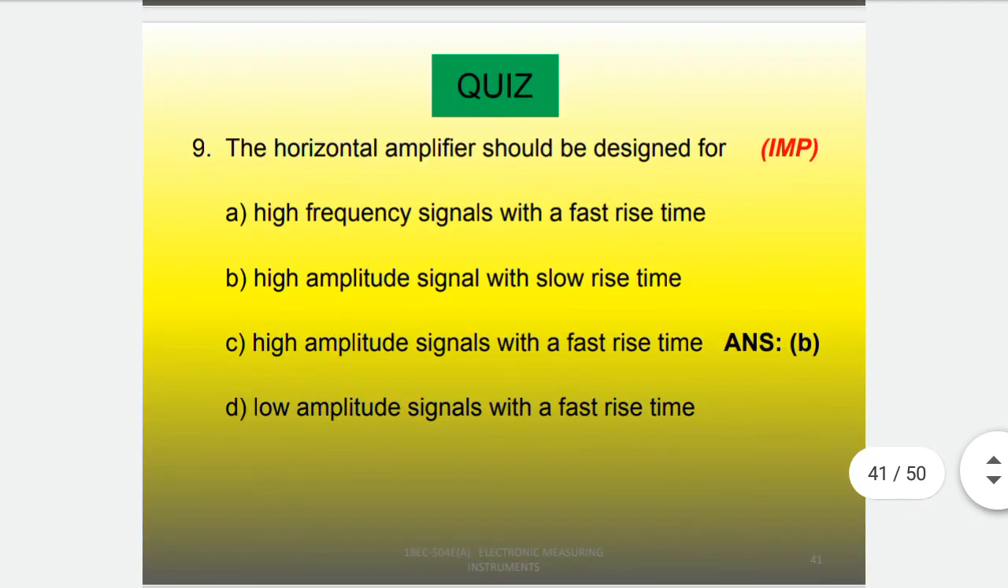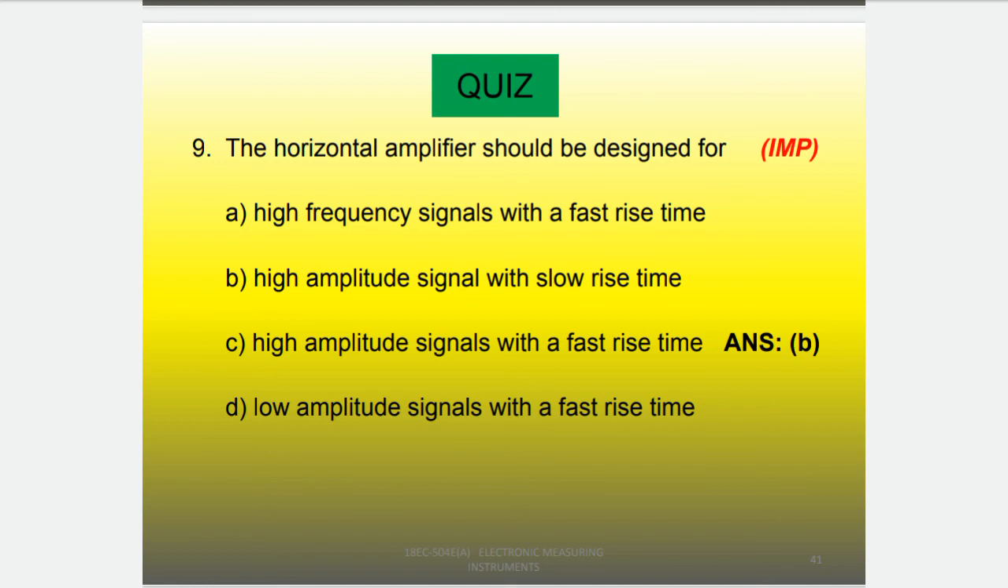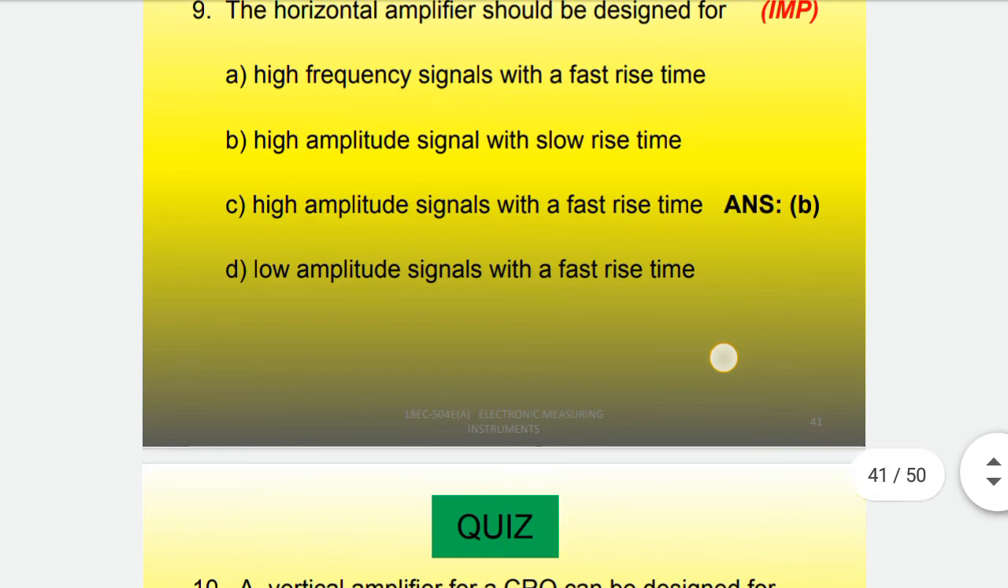The next important question, the horizontal amplifier should be designed for what? A. High frequency signals with fast rise time. B. High amplitude signal with a slow rise time. C. High amplitude signal with a fast rise time. And D. Low amplitude signal with a fast rise time. The answer is high amplitude signal with the slow rise time. Hence the answer is B.